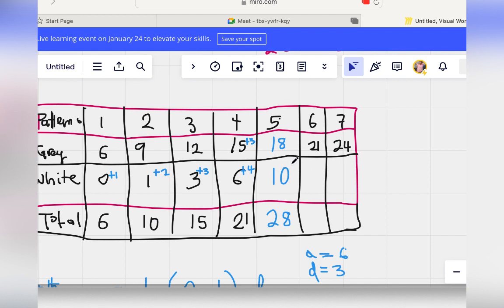So you can do likewise to find what will be here. The next thing, we add 5 here. If we add 5 to 10 for the white one, we get 15 here.